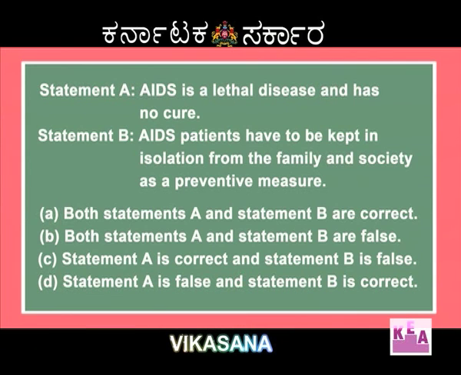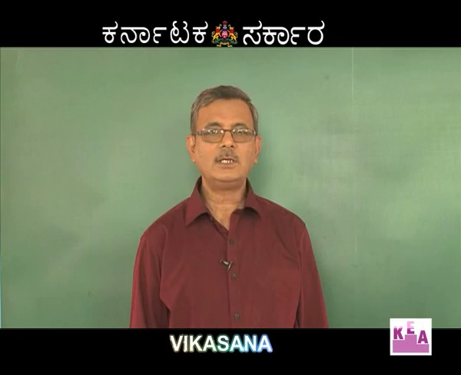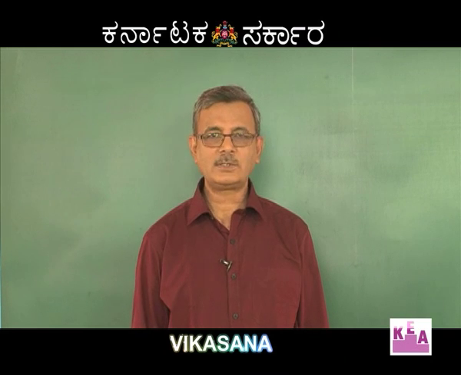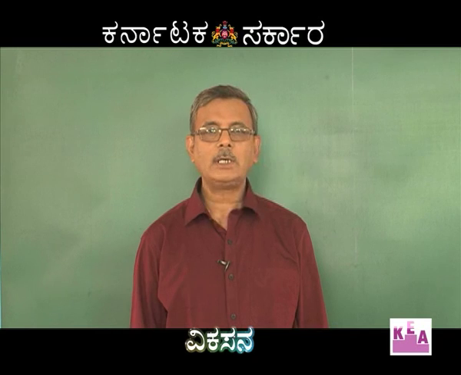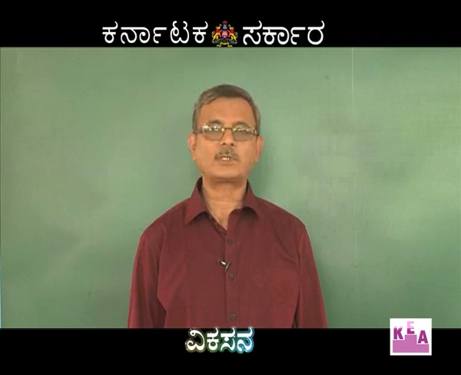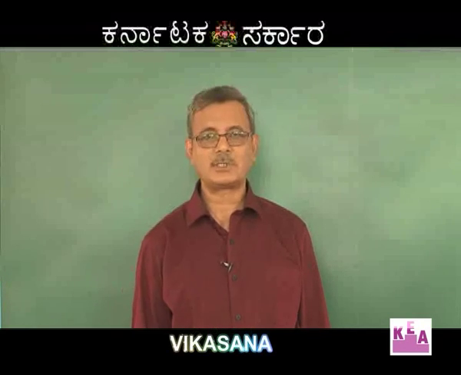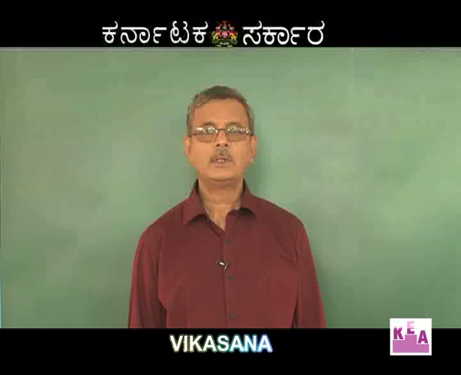What does statement B say? AIDS patients have to be kept in isolation from the family and society as a preventive measure. Since it is a lethal disease, is it a communicable disease? If it is communicable, how is it going to be transferred from one person, the infected person, to a healthy person? This is what we have to know.